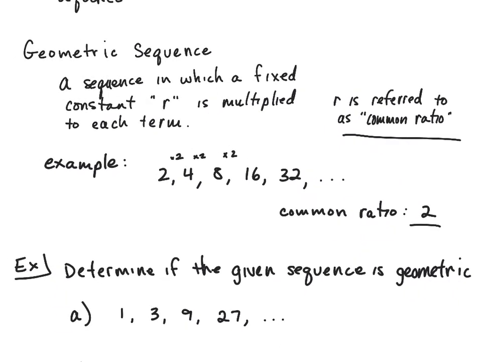So we have a sequence written here, 1, 3, 9, 27. And some of these are going to be easier to identify as geometric than others. I think this one's pretty obvious that we're multiplying each term by 3. So this one is geometric. And it's also helpful to state the common ratio. In this case, r is equal to 3. If it is geometric, it'll have a common ratio.